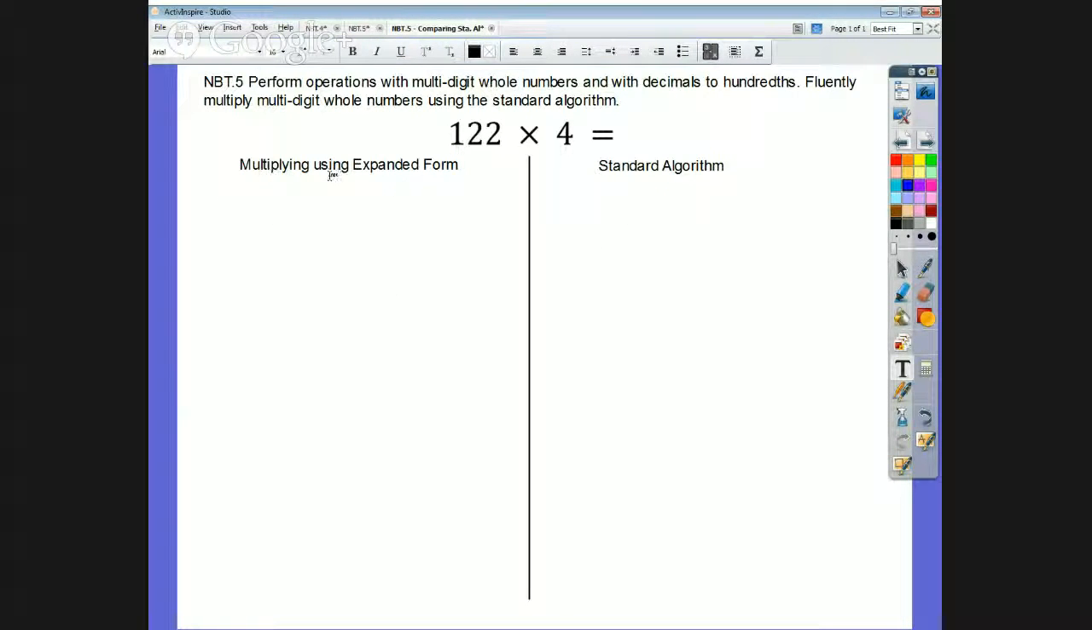The other way I want to show you is multiplying using expanded form. We talked about NBT.3a and being able to write numbers to the thousandths place in a bunch of different forms, and one of them was expanded form. So let's talk about that real quick, in the context of multiplication. Here's our problem: 122 times 4. I know there are no decimals in this, but to illustrate the similarities between this method and the standard algorithm, I'm just going to use a problem with no decimals. So let's go ahead and look at the problem.